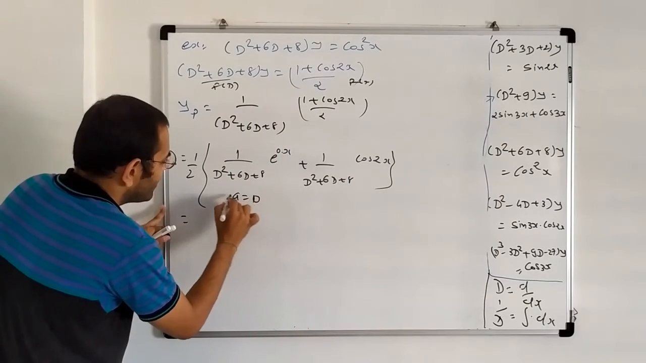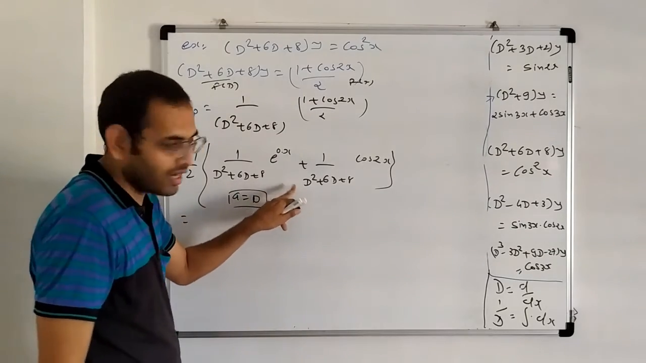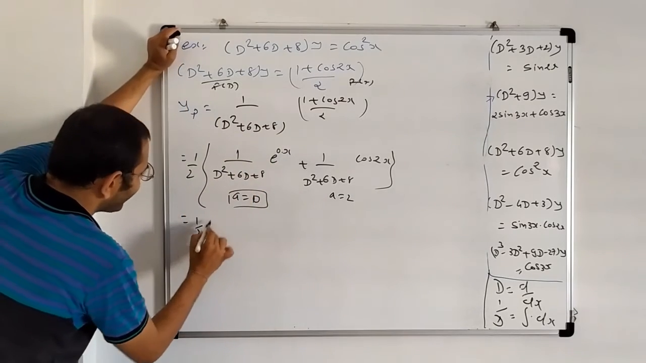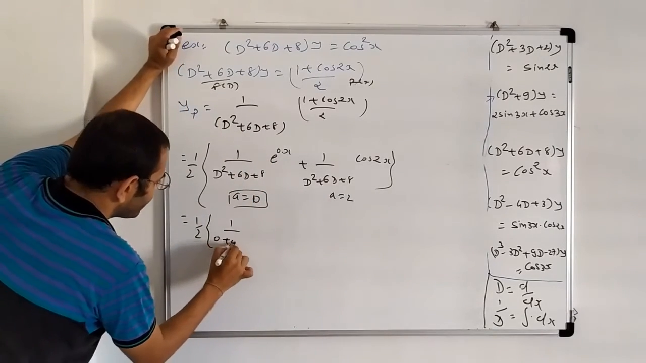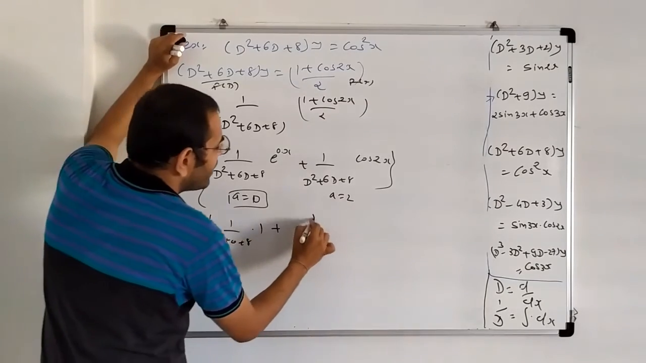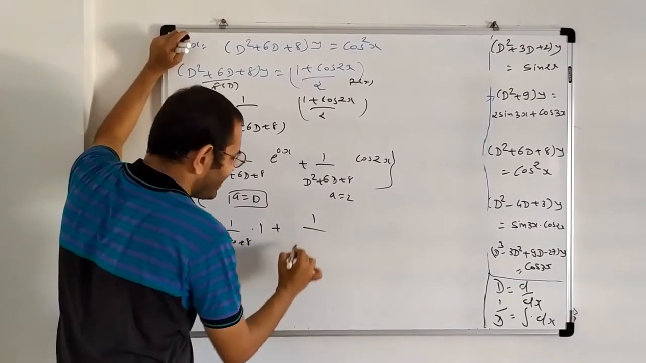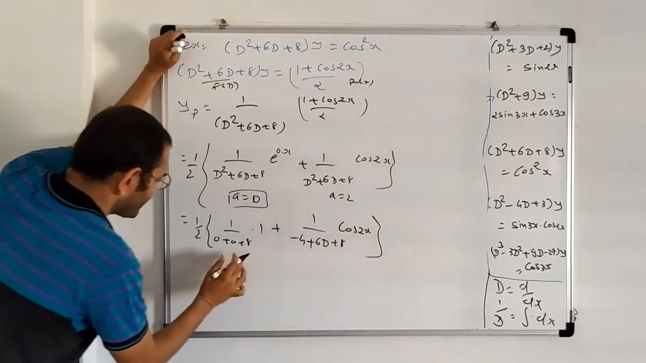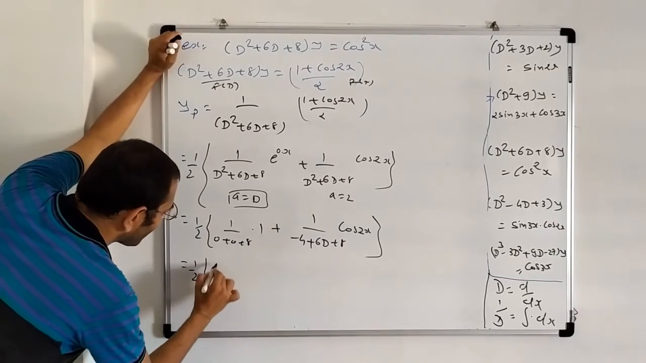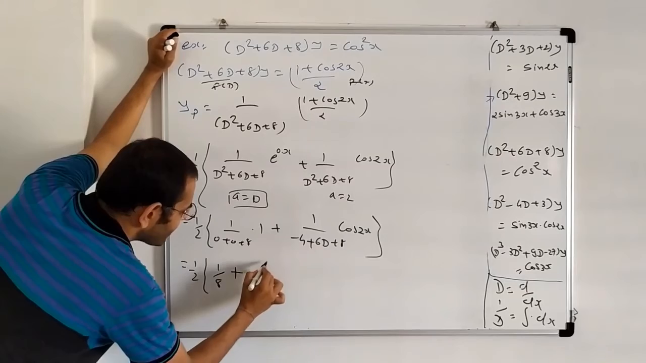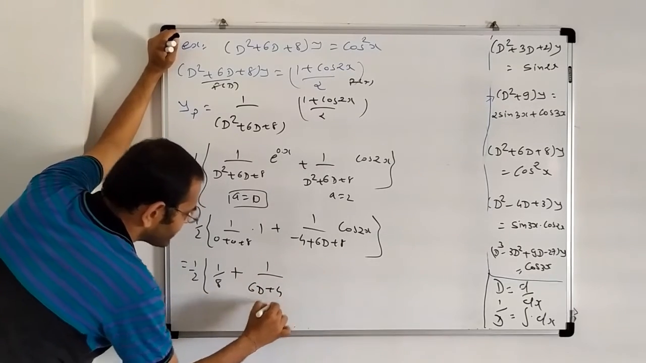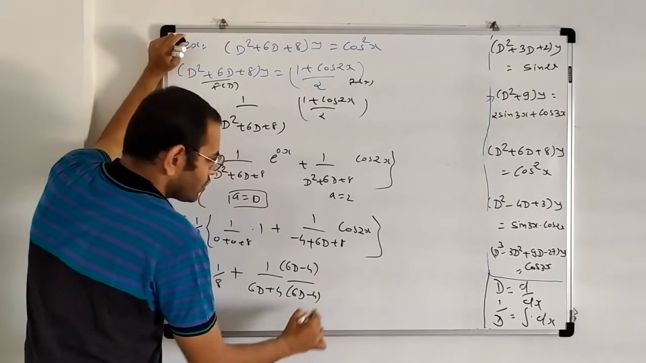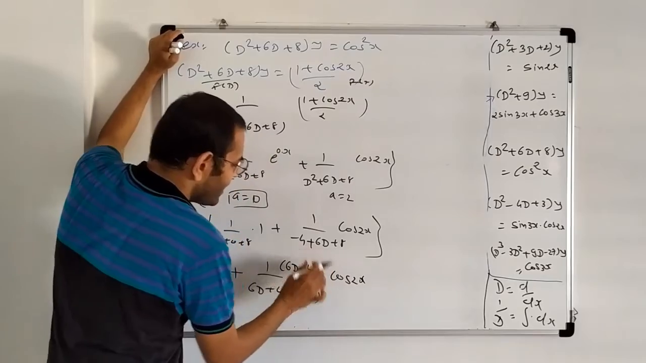For e raised to 0x we use case 1, and for cos 2x, where a equal to 2, we use case 2. For e raised to 0, that is 1 upon (0 plus 0 plus 8), e raised to 0 is 1. Here we replace D square equal to minus a square, so minus 4 plus 6D plus 8, into cos 2x. Then we get 1 by 2 common. Here 1 by 8 plus, at this position, we get 6D plus 4. Then multiply and divide with 6D minus 4, so the denominator becomes a difference of squares in D.